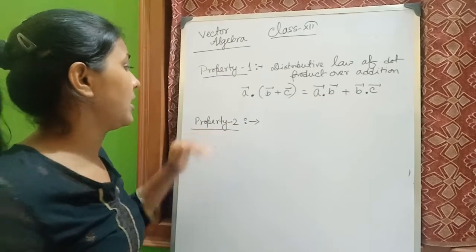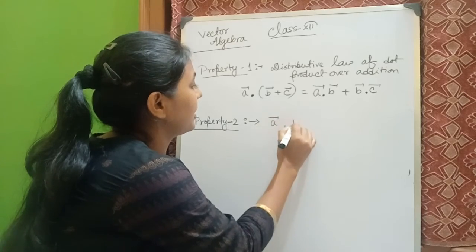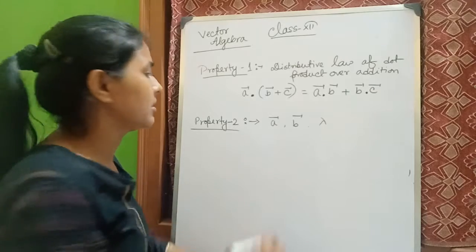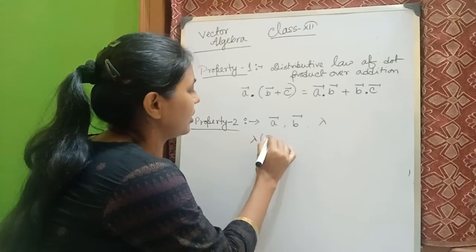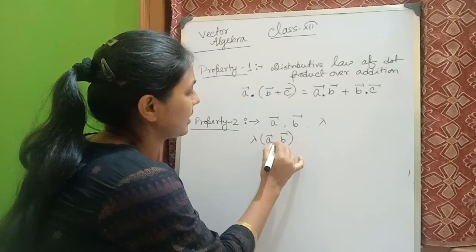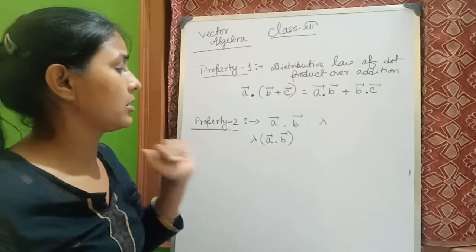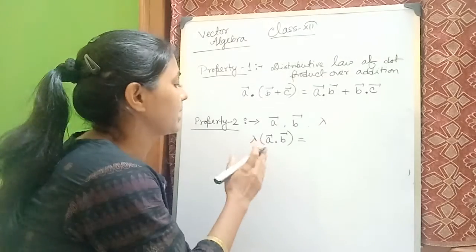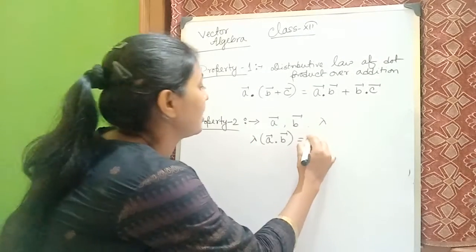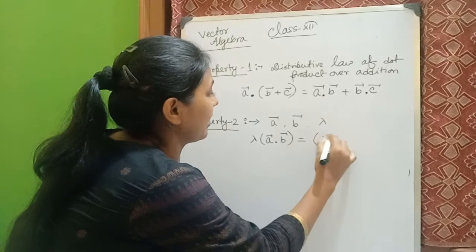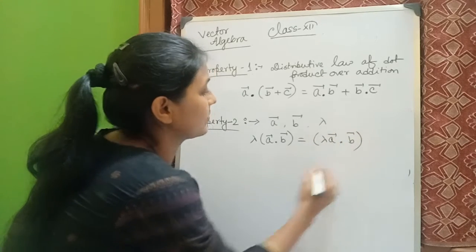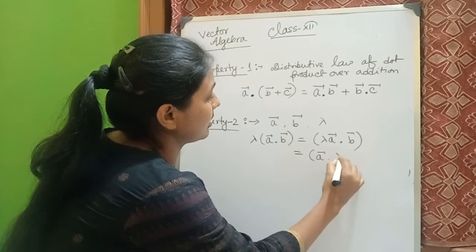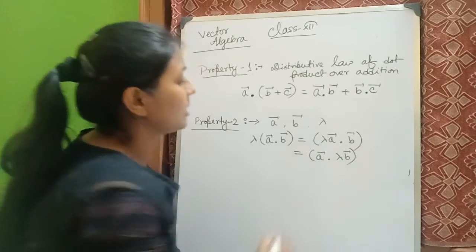The second property is: suppose A and B are two vectors and lambda is a scalar. Then lambda times the dot product of the two vectors is equal to, because lambda can be shifted anywhere due to the dot product's property, lambda A vector dot B vector, or A vector dot lambda B vector.